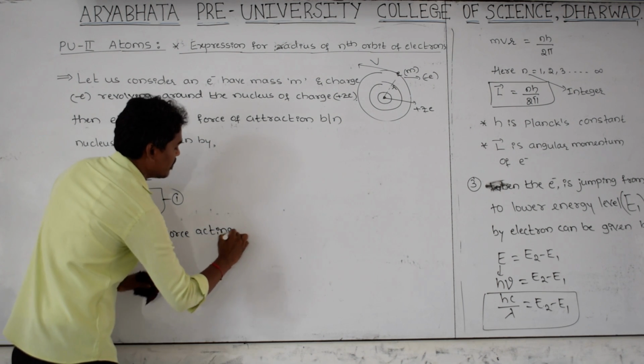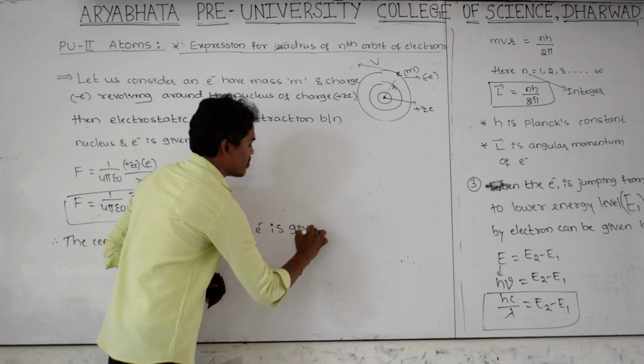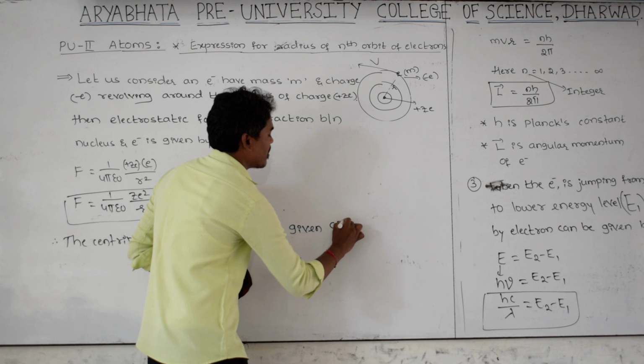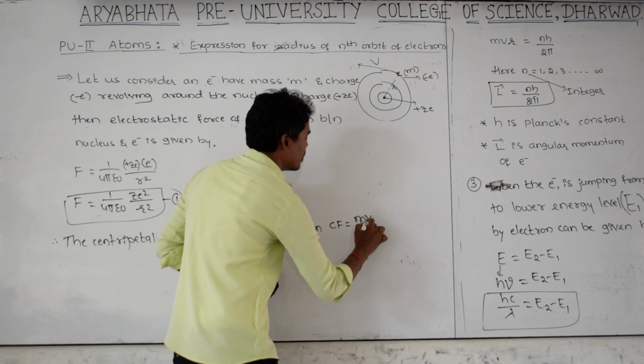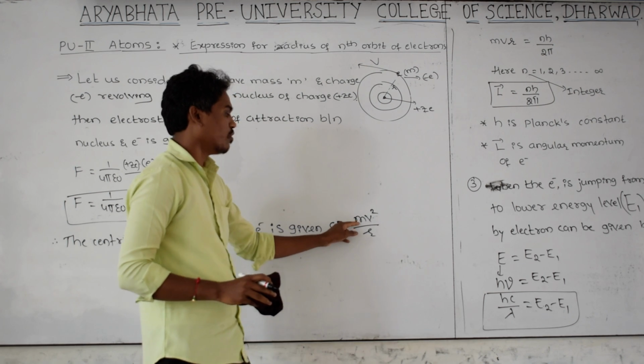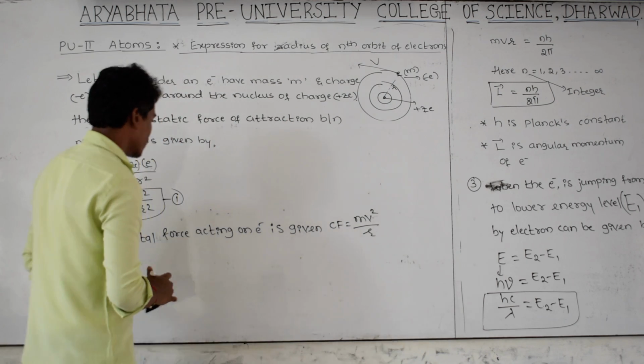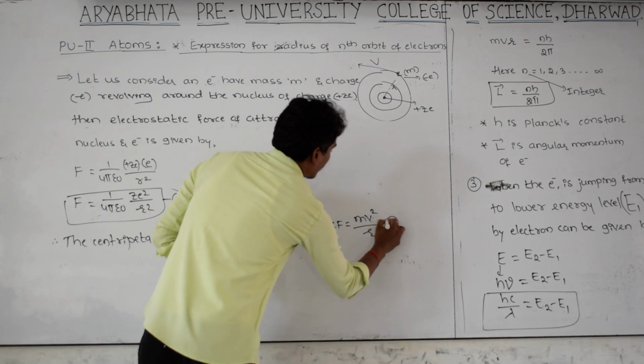The centripetal force acting on the electron is given by, as you know very well, mv square divided by r. Here m is the mass of the electron, v is the orbital velocity of the electron, and r is the radius. Let us take it as equation number 2.